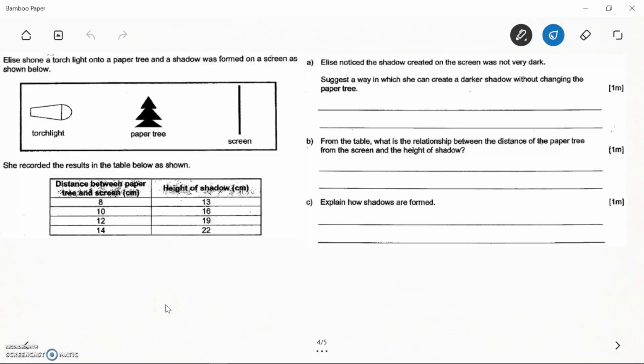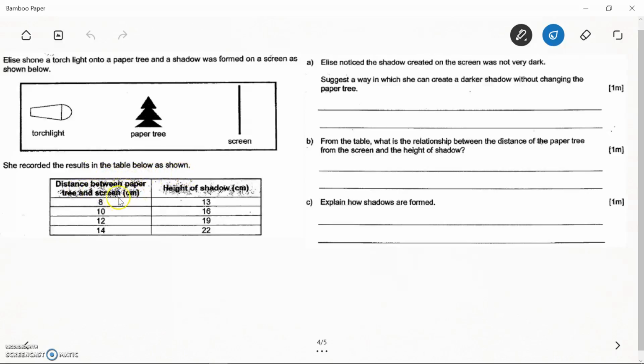Let's take a look at this question. Elise shone a torchlight onto a paper tree and a shadow was formed on the screen as shown below. Okay, we have the picture here. We have the torchlight, paper tree, and screen. She recorded the results in the table below as shown.